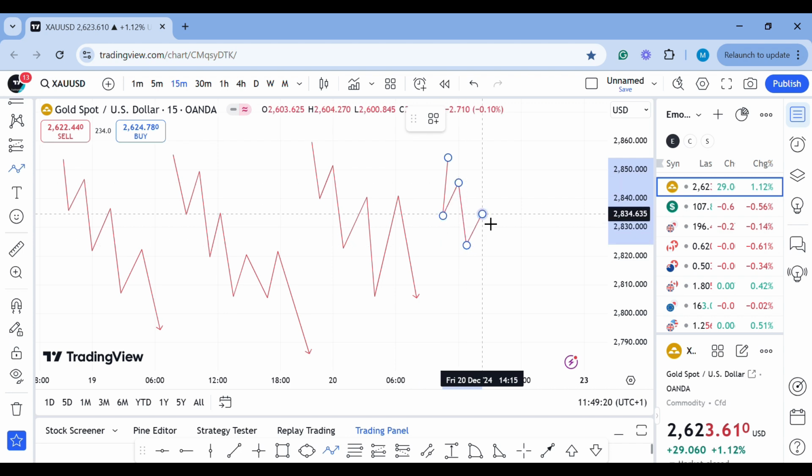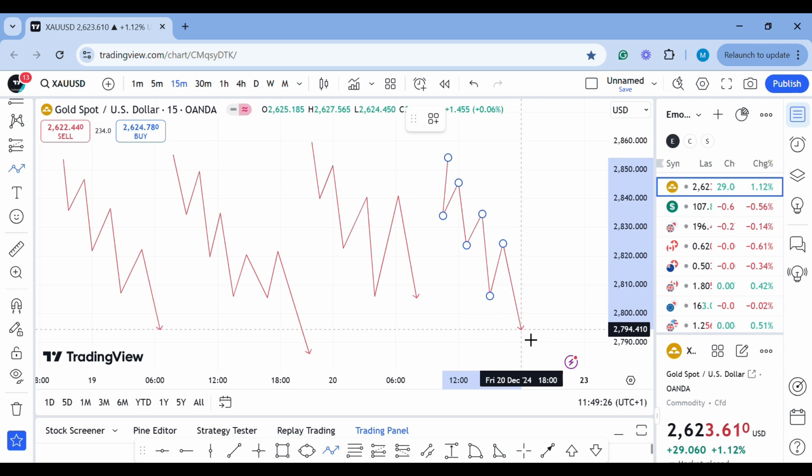There it is. Impulsive move, correctional, impulsive. Now, correctional. It was supposed to respect this, but it failed to respect this. For the fourth wave pattern, it was supposed to respect this, but it failed to respect this. It came back to what? This higher low here. It respects it, and your target should not be more than this. Your target should not be more than this.